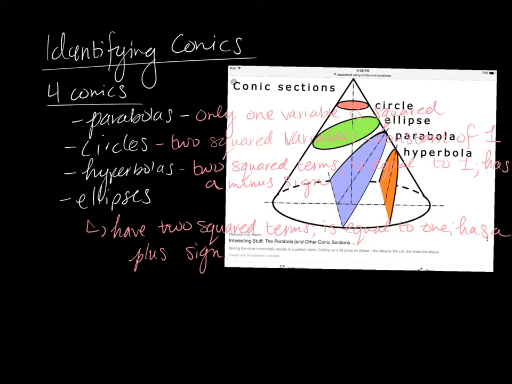Okay, so there are 4 possible choices. So if I say identify each conic, you have a 25% chance of getting the right answer. Let's start looking at identifying some of these. So let's say we're looking at 5b.